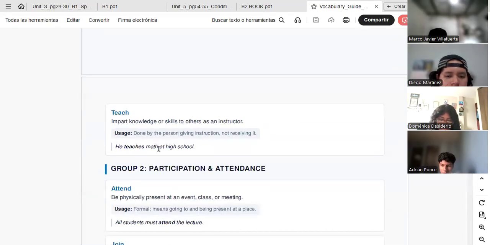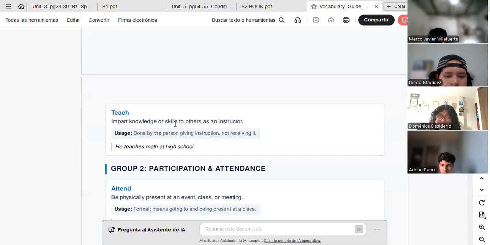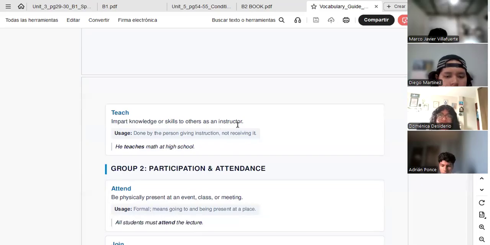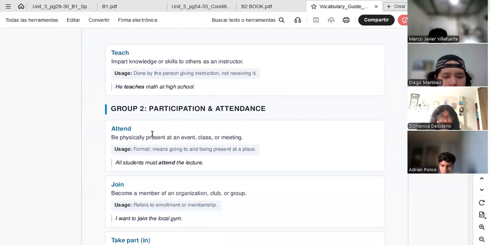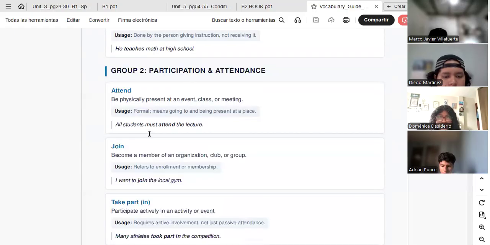Teach, enseñar: impart knowledge or skill to others as an instructor. He teaches math at high school. Enseñar. Yo creo que esas palabras no tienen enredo. Attend. Estas pueden ser un poquito más confusas porque son muy similares.